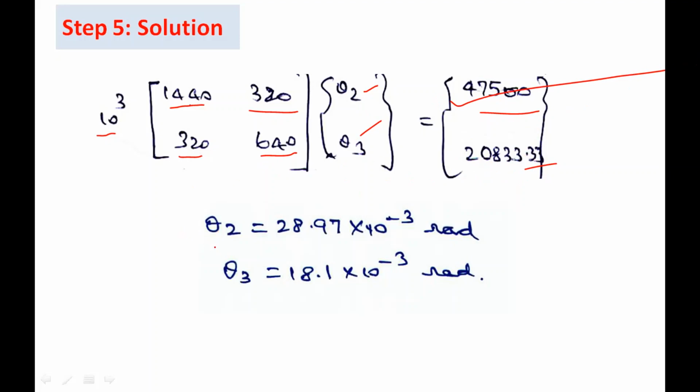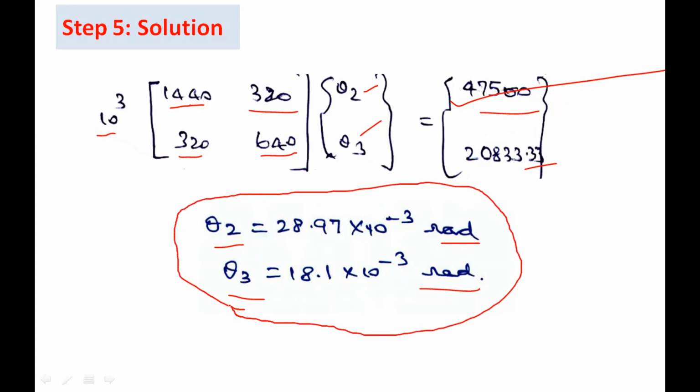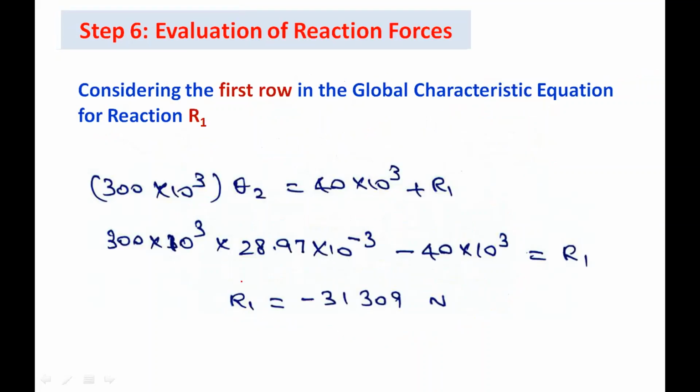We can solve these two equations easily using the calculator, and we get the theta 2 and theta 3 values in radians: 28.97 into 10 power minus 3 radian for theta 2, and 18.1 into 10 power minus 3 radian for theta 3. So now these are the slopes at the roller support points. Now we can verify these values by finding the reaction forces at the supports. Let us see the evaluation of the reaction forces.